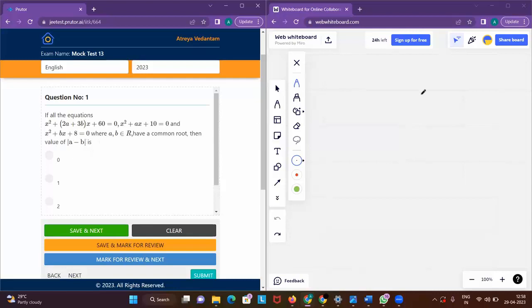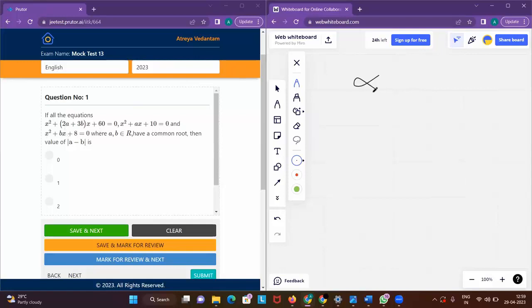Okay, to solve this question, we know that they have a common root, right? So we let the common root be alpha. Now we substitute alpha into all three equations. So alpha squared plus (2a plus 3b) times alpha plus 60 is 0. At the same time, alpha squared plus a alpha plus 10 is also equal to 0. And alpha squared plus b alpha plus 8 is also 0.